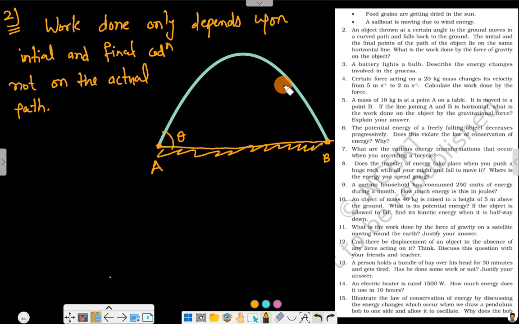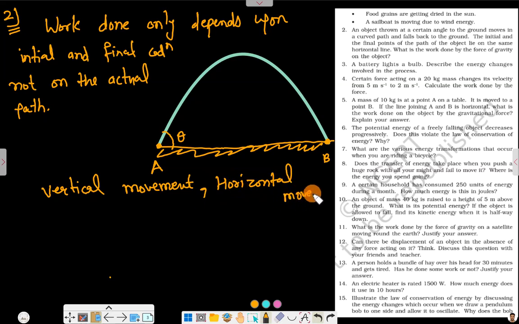And what type of movement is there? There is vertical movement, as the object was moving in the y direction, and there is horizontal movement also, as the object moved from A to B, and those points are horizontally separated. So first we will look for the vertical movement and find the work done from there, and then we will look for the horizontal movement. There we will find the work done.